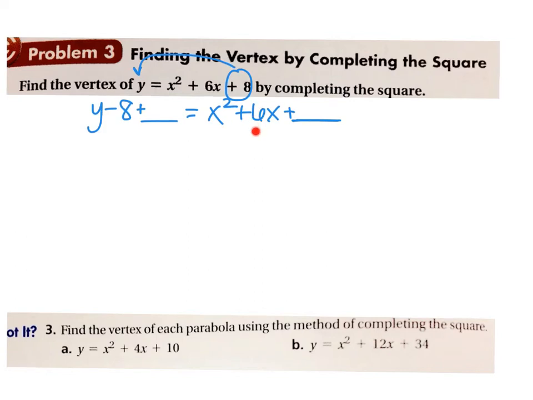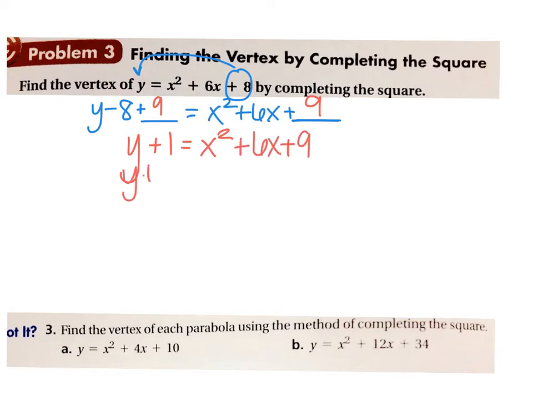So what's half of 6? And then square it. So it's going to be 6 divided by 2 is 3, and then square it and you get 9. So that's your c, so you're going to add 9, and then you're going to add 9 over here. That leaves you with y plus 1 equals x squared plus 6x plus 9.